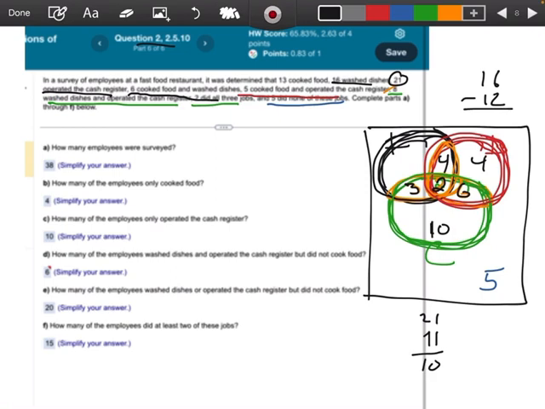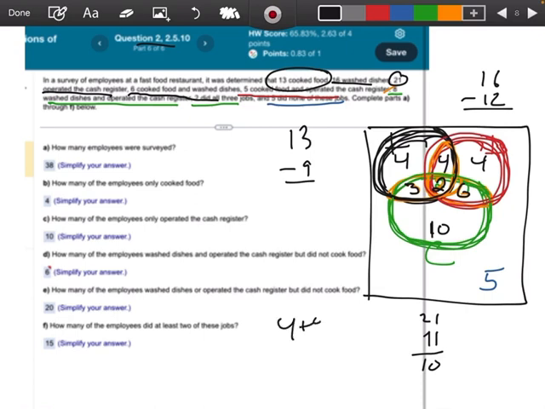And then it says 13 people cooked food. So everybody in the food circle is going to have to add up to 13. So if I have 4 and 2, and that's 6, and 3 more is 9. So 13 minus 9, that's going to have to give me 4. Now that I have my Venn diagram drawn, it says how many employees were surveyed. We're going to add them up all together.